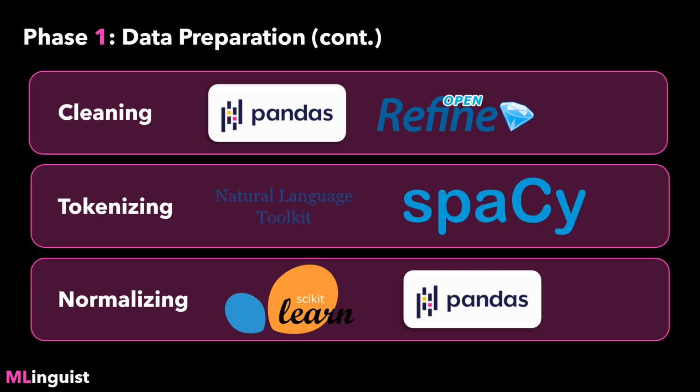In the tokenization step, we break down text into smaller units for the model to process. Some tools I've used in the past for this are Spacy and NLTK, and both are solid Python libraries for this use case. Finally, when we normalize the data, I typically just stick to Pandas, but some alternatives are scikit-learn and auto-normalize. I'll make sure to link all these tools in the pinned comment for easy reference.